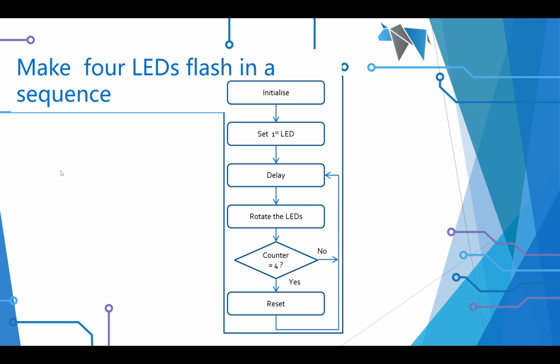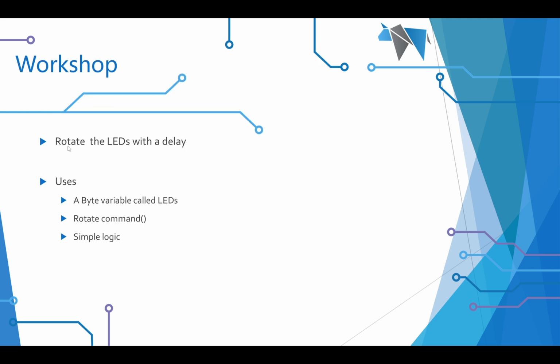What we're going to do is initialize the system. We're going to set one LED, have a delay, and rotate a variable that's called LED. If it's equal to 4, which means it's done it 4 times, it will reset and just do it again. It's going to go around in a circle like that. So we're going to look at how we rotate the LEDs with a delay. It's going to introduce a variable, the rotate command, and some simple logic.